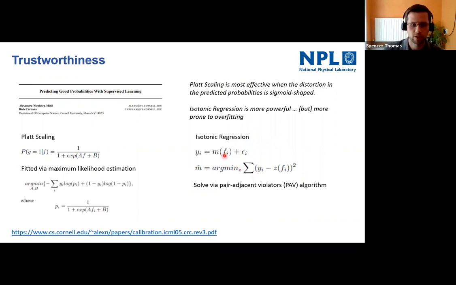Isotonic regression is given here. So you find a mapping from your calibration point, your probability, to the calibrated probability by solving this task using the PAV algorithm. This is a lot more powerful, but it can be prone to overfitting more so than Platt scaling. So you need more data for this. In cases where you don't have as much data, this is maybe not so useful.